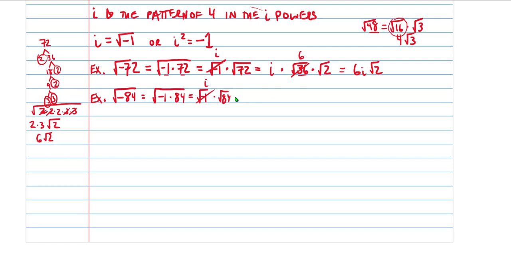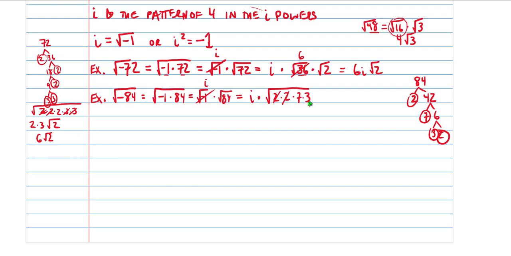Now in terms of 84, trying to find a perfect square that goes into 84, you know what? I can't tell right off the bat what perfect square goes into 84. So instead of doing the question that way with the perfect square method, I'm going to use the prime factorization method here. So I know that 2 and 42 go into 84, and then 7 and 6 go into 42, and then 3 and 2. So what I'm going to do is i times the square root of 2 times 2 times 7 times 3.